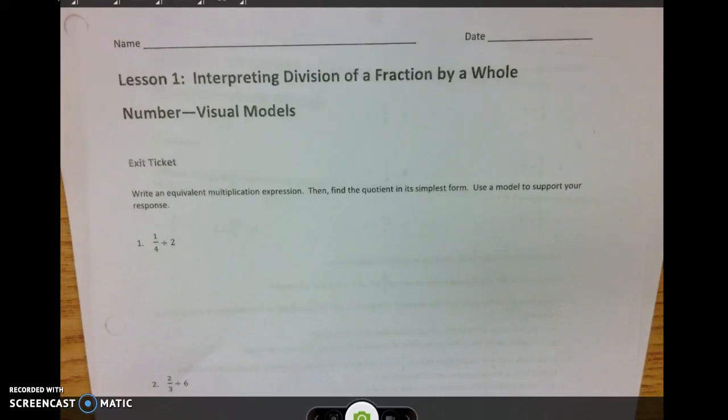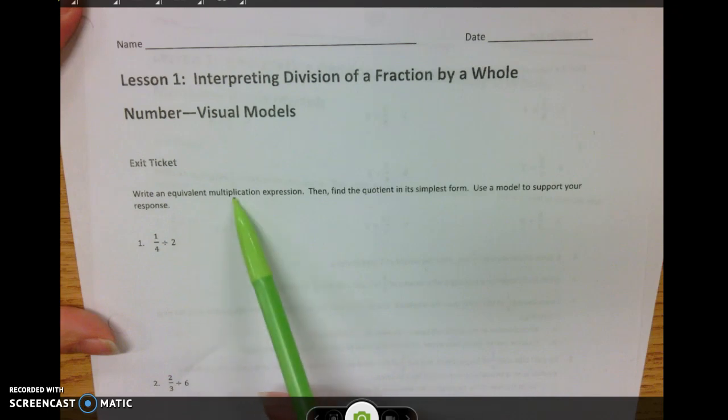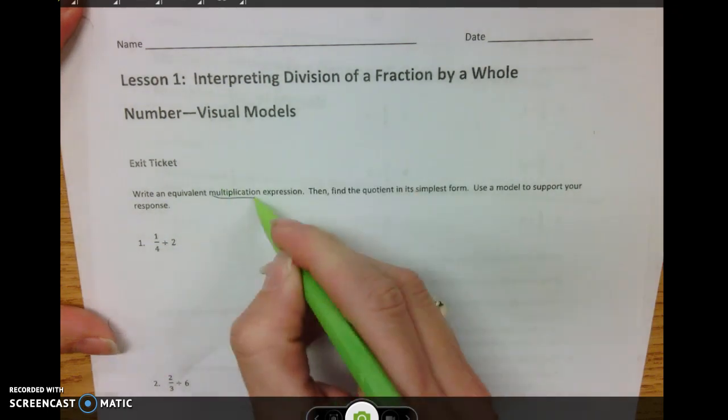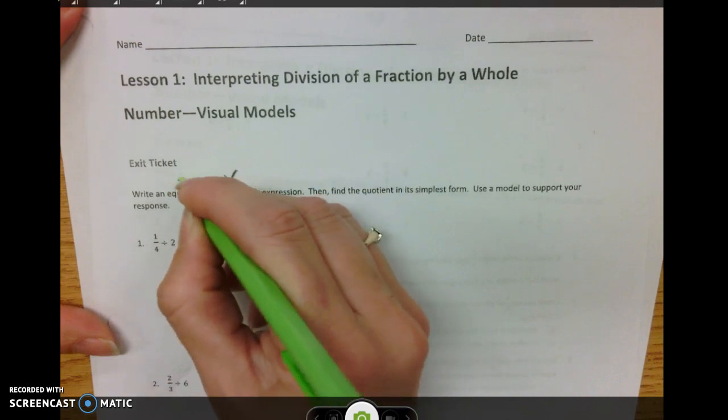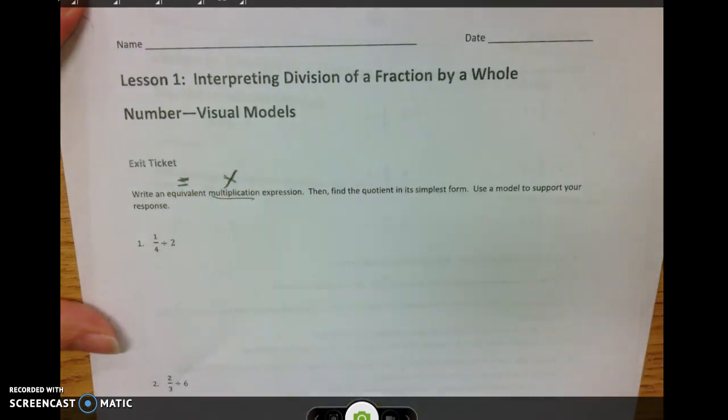All right, we are on Lesson 1, Interpreting Division of a Fraction by a Whole Number, Visual Models. This is our exit ticket, which we always want to start on because it should correlate exactly with what we did in class. So today we have write an equivalent multiplication expression. So right away I know I need to do times, and I know it's got to be equivalent or the same as the division problem.